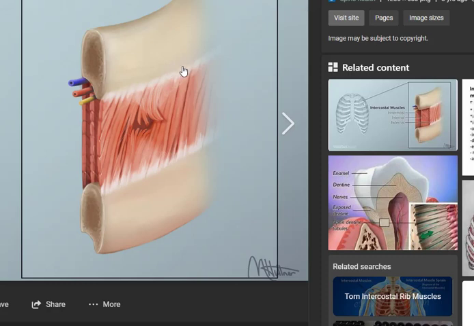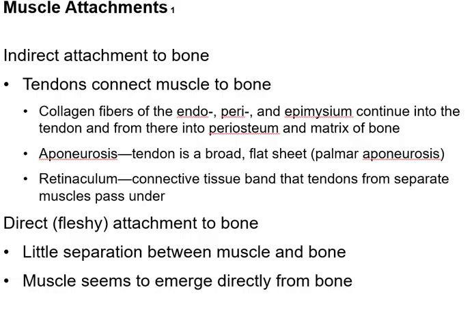Here are the intercostal rib muscles, and they have a direct attachment. So there's the periosteum, the little membrane that's around the bone, the rib. And you see that there's not a big tendon there attaching it. And this is interesting because you can rip your intercostal rib muscles. So there's somebody who's done that. But this is called direct attachment.